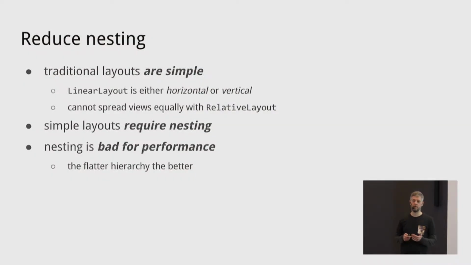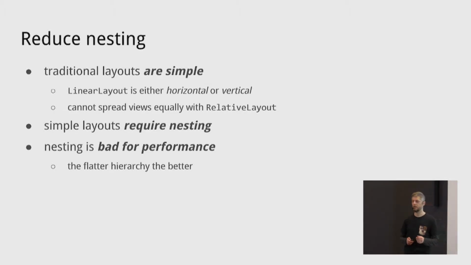That's the unbundled part. The other part is about reducing layout nesting. The reason for that is that we use simple layouts, and by simple layouts I mean relative layout or even linear layout. They are simple because they are meant to do just one thing, like in the case of horizontal linear layout, to put views in a horizontal row. The relative layout has some more capabilities, but still it's a simple layout. And because they are simple, you have to put a layout into a layout to achieve more complicated UIs. So simple layouts lead to more complicated view hierarchies and nesting.